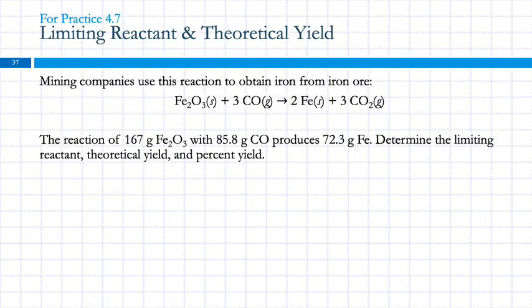$29.4 kilograms. Here's another one. Mining companies use this reaction to obtain iron from iron ore. The reaction of 167 grams of Fe2O3 with 85.8 grams of CO produces 72.3 grams of Fe. Determine the limiting reactant, theoretical yield, and percent yield.